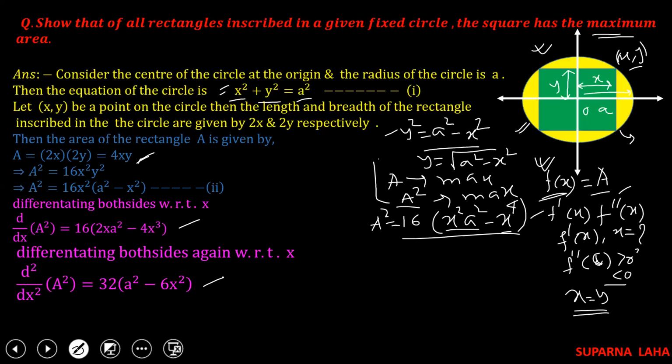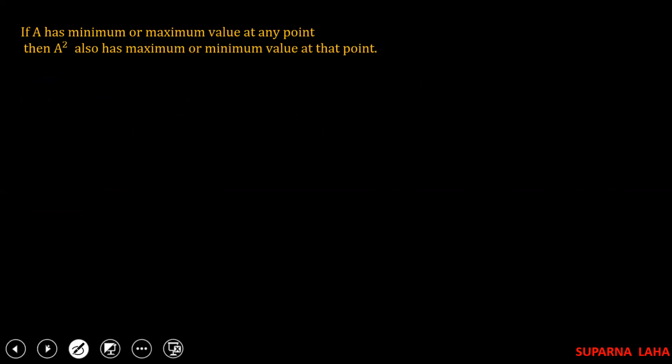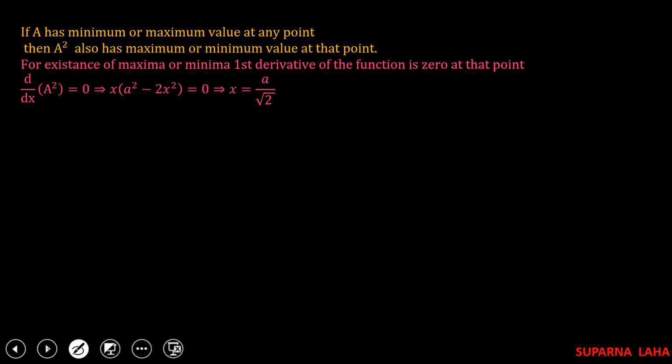And then our next work is to find this value of x, that is, what is the value of x such that f dash x is 0? So let's find this value. We already know that if A is maximum or minimum at any point, then A square is also maximum or minimum at that point. So if this d dx, that is the first derivative, is 0, then I can write, since x is non-zero, the other factor is 0. That means a square is equal to 2x square.